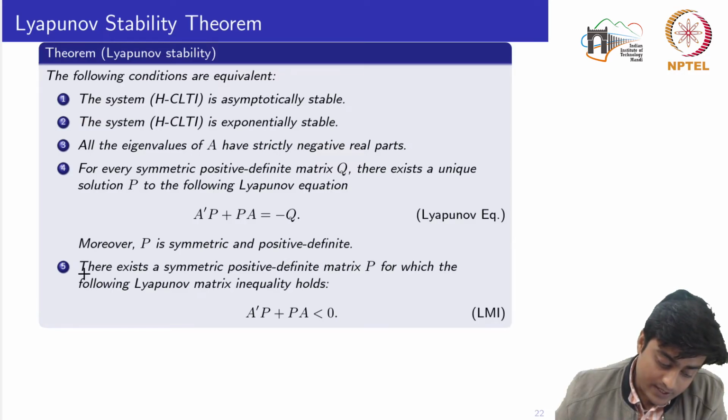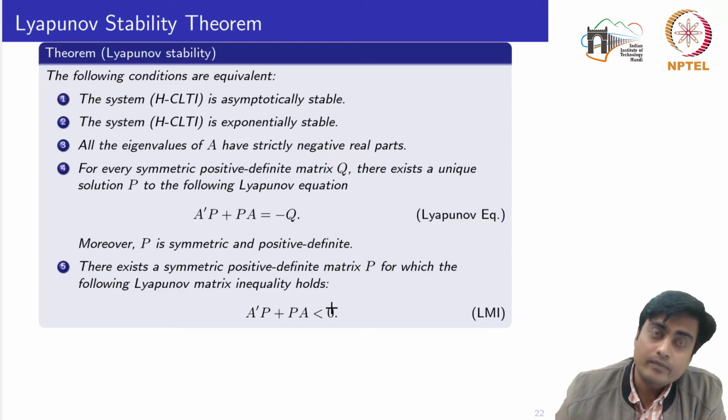Moreover, P is symmetric and positive definite, right? Which is equivalent to saying that there exists a symmetric positive definite matrix P for which the following Lyapunov matrix inequality holds: A transpose P plus P into A is less than 0. So here LMI is basically linear matrix inequality, not the Lyapunov matrix inequality.